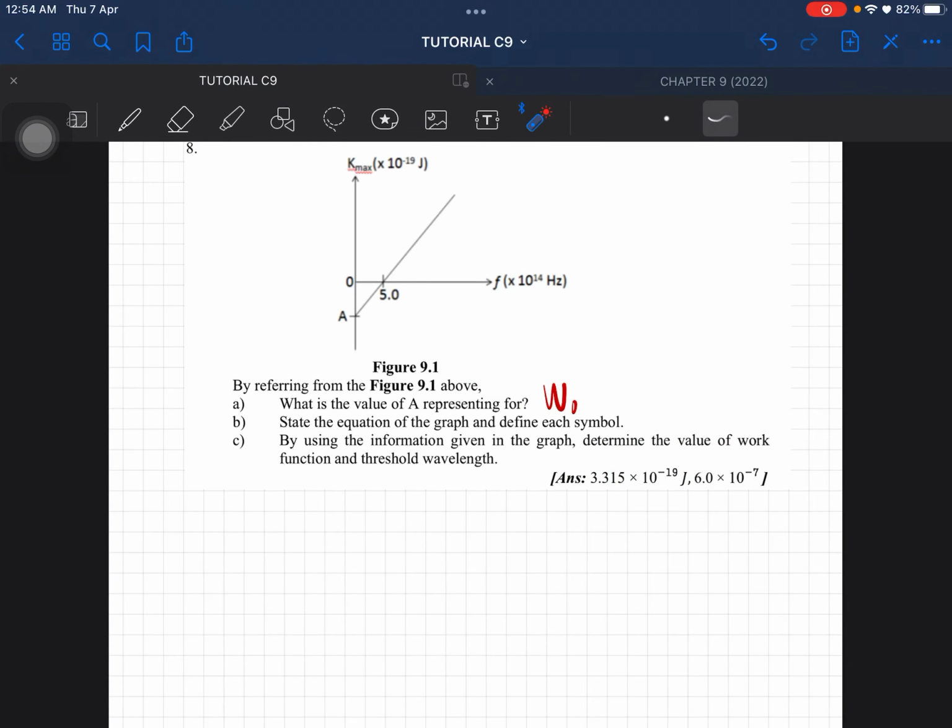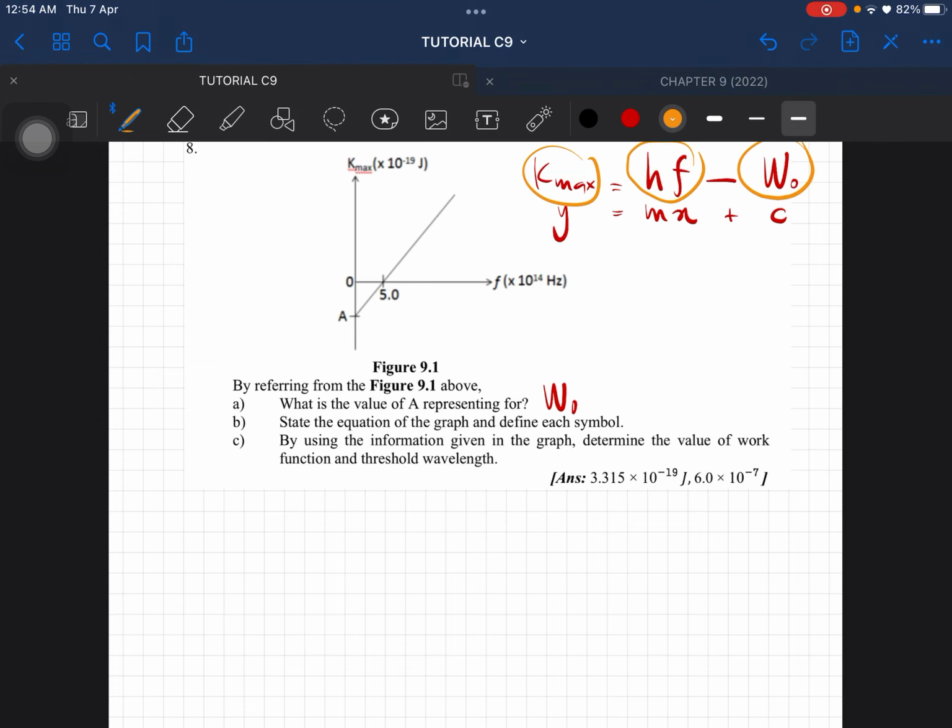And then question B, state the equation of the graph and define each of the symbols. So this is Kmax, that is y equals mx. So the x is the frequency, and the gradient is going to be equal to the Planck's constant, and then this is going to be the y-intercept, which is the work function. Okay, so define each of them. Maximum kinetic energy, this is photon energy, this is work function. You can write that down.